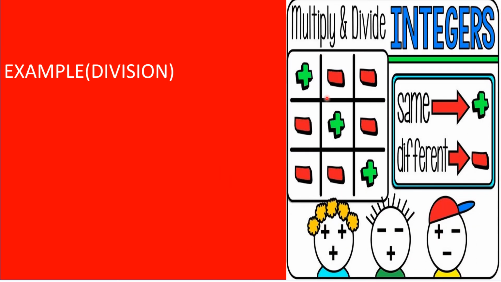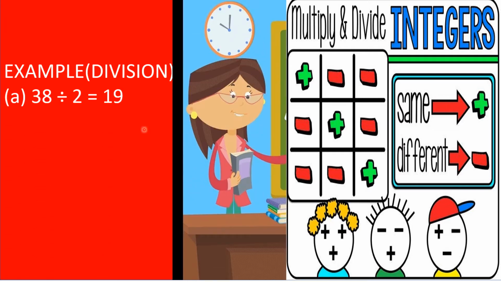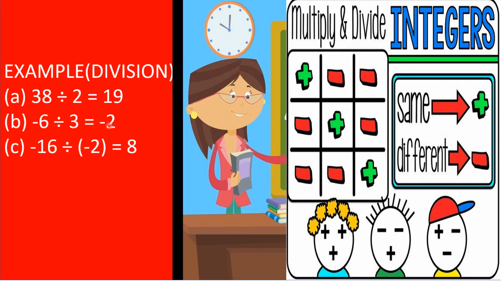Now let us see an example for division. As I told you earlier, we will follow the same rule for division also. So 38 divided by 2. Both are positive, same sign, so we will have plus. 38 divided by 2 is 19. Second one, minus 6 divided by plus 3. Different sign, so we will have minus. 6 divided by 3 is 2. Next, again same sign, so we will have positive. 16 divided by 2 is 8. Next, different sign, negative. So 36 divided by 4 is 9.